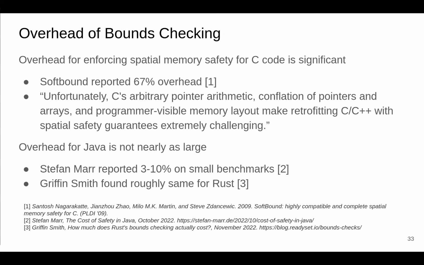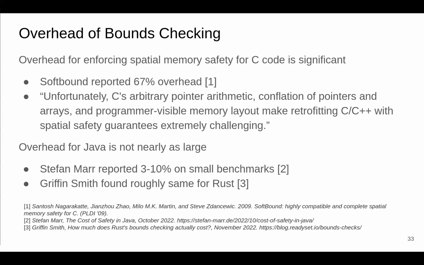So if you look at SoftBound, a large part of the overhead does not come from the actual bounds checks that you have to do, which Rust also has to do, but from tracking the bounds information across different assignments. A large chunk of this overhead is due to the tracking of the bounds information across all the different assignments.